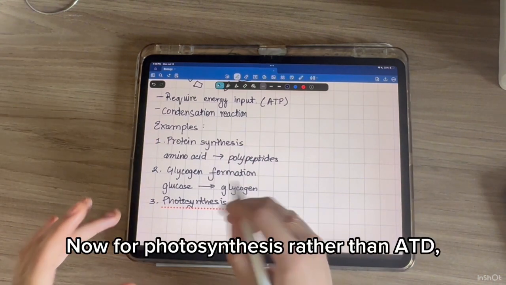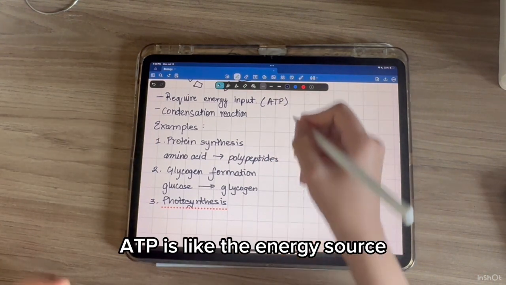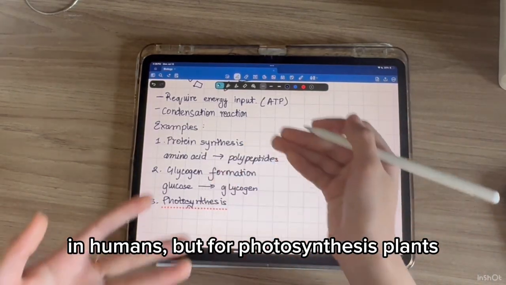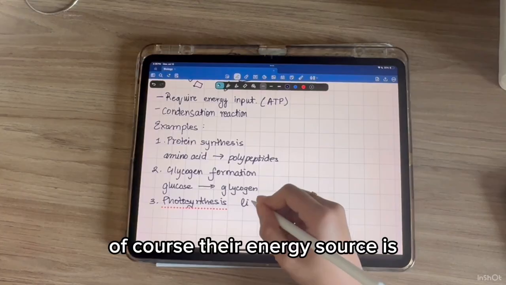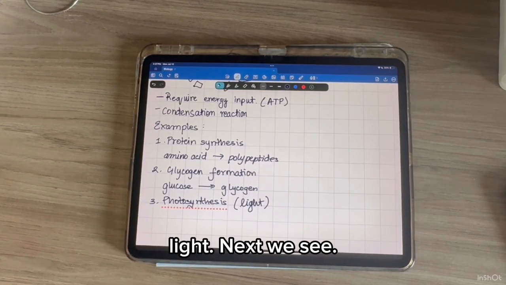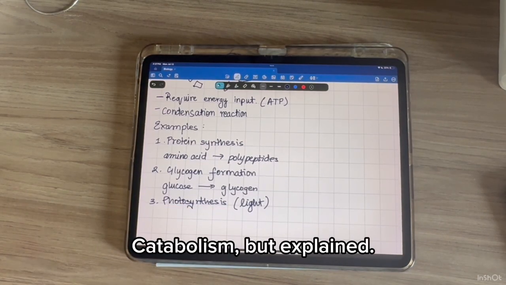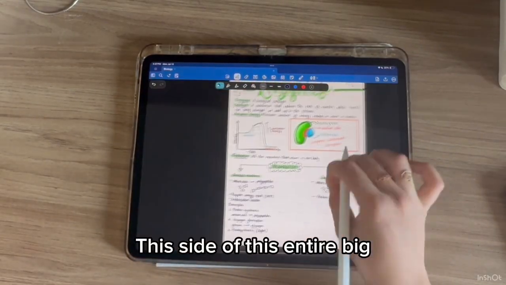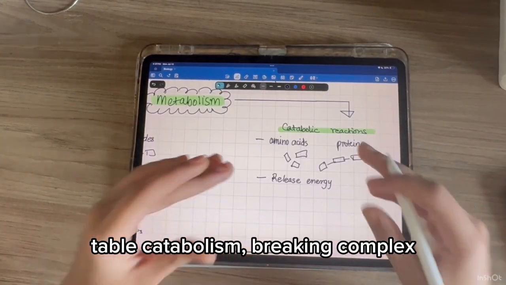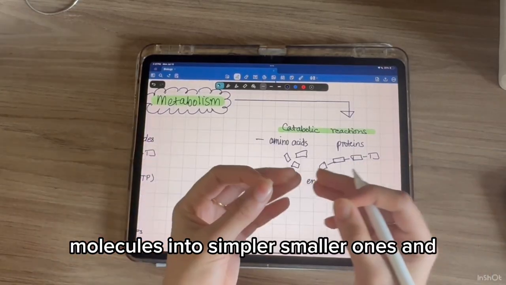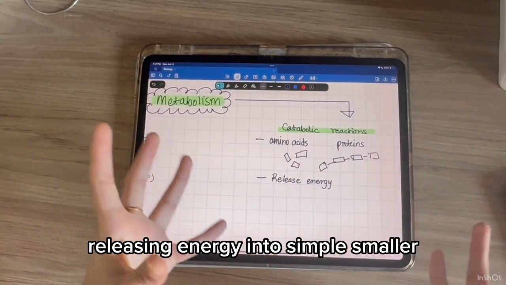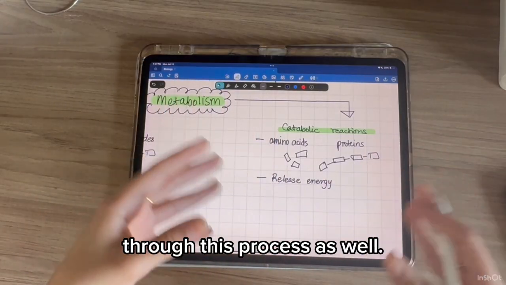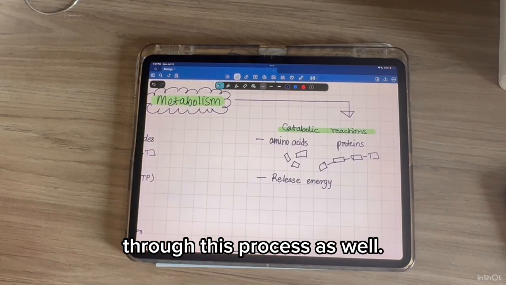Now, for photosynthesis, rather than ATP being the energy source as in humans, for plants the energy source is light. Next, we see catabolism. Let's explain this side of this entire big table. Catabolism is breaking complex molecules into simpler, smaller ones and releasing energy. The release of energy happens through this process as well.